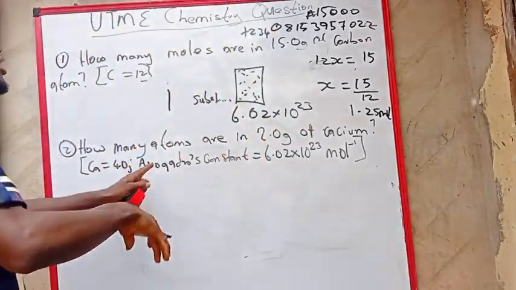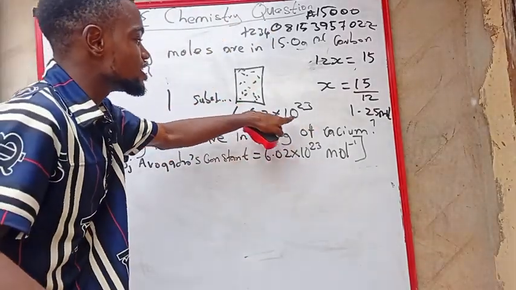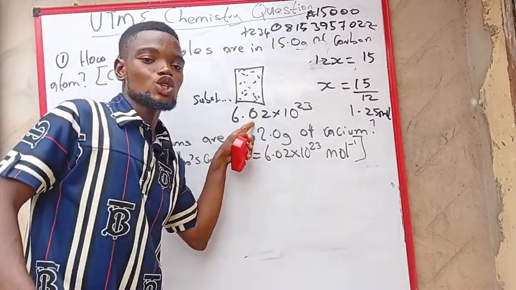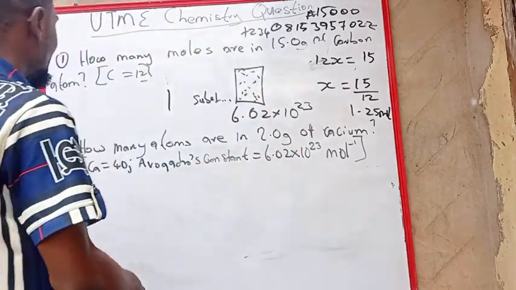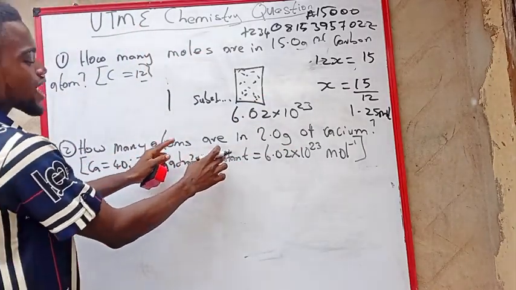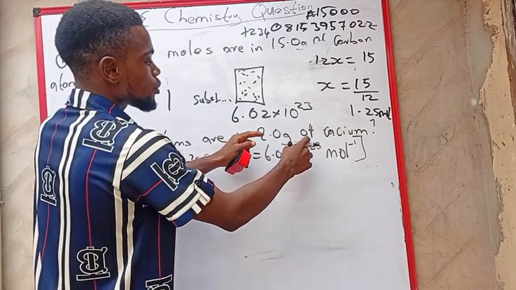Now having known that, we have that 1 mole of any substance contains this number of particles, or you can call it molecules, or you can call it atoms, of any 1 mole of a substance. The question: how many atoms are in 2.0 gram of calcium?